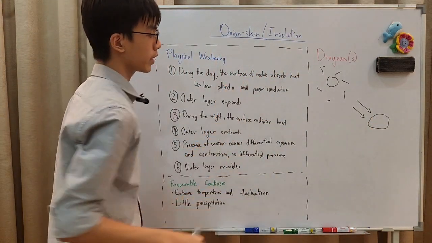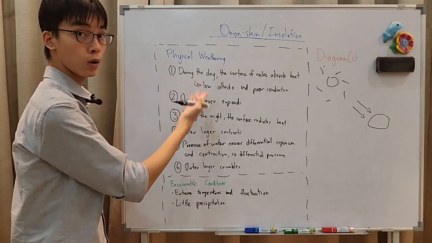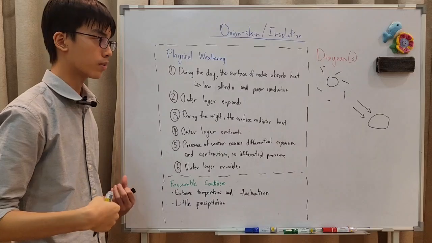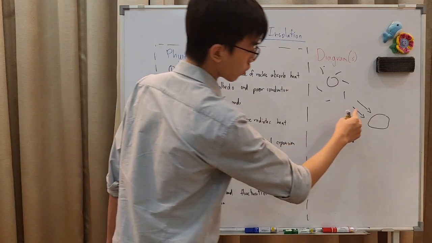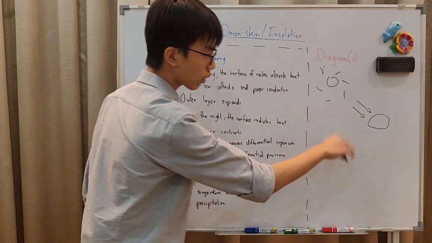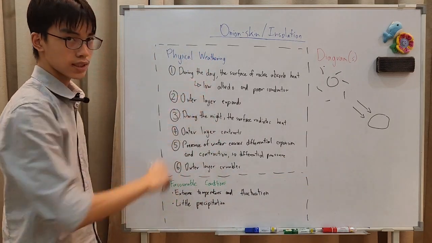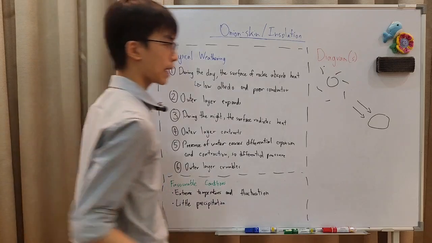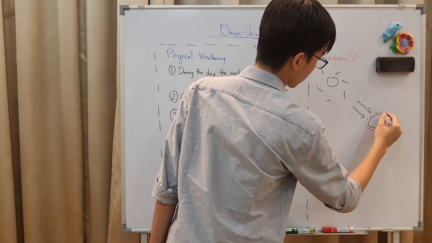The reason why it absorbs a lot of heat is because the rocks are kind of dark color, so they have low albedo and therefore they absorb a lot of heat, and they are poor conductors of heat. So the heat doesn't go inside the rock or doesn't go down; it just stays on the outer layer. And due to this absorption of heat, the outer layer expands. So you can draw an outer layer like this, the rocks expanding.